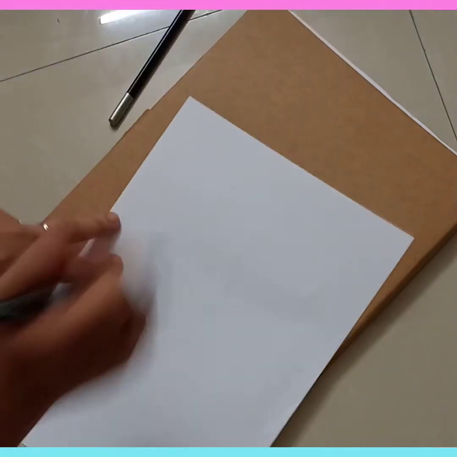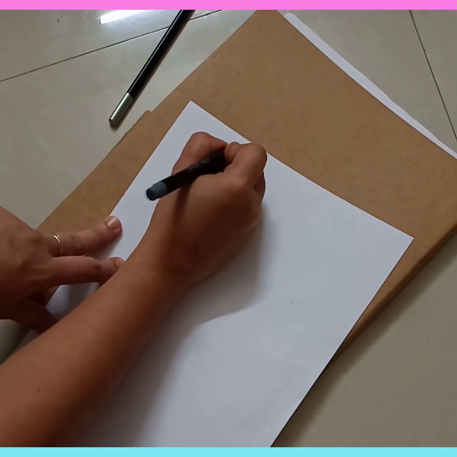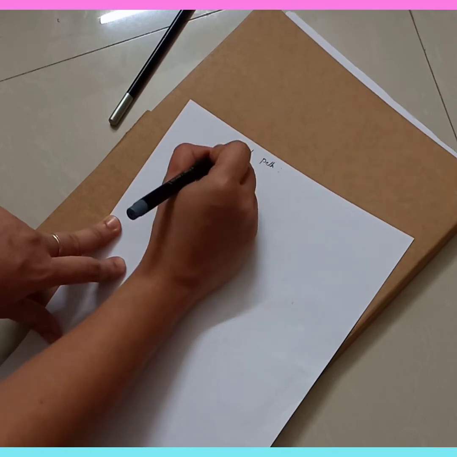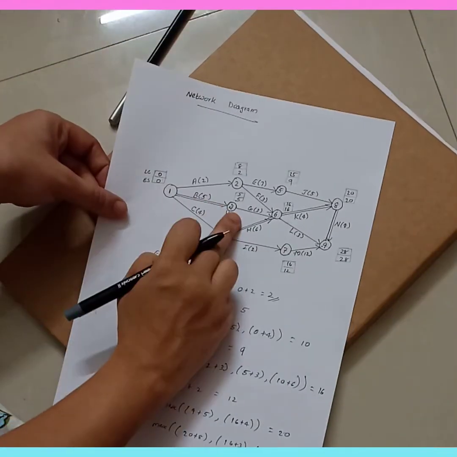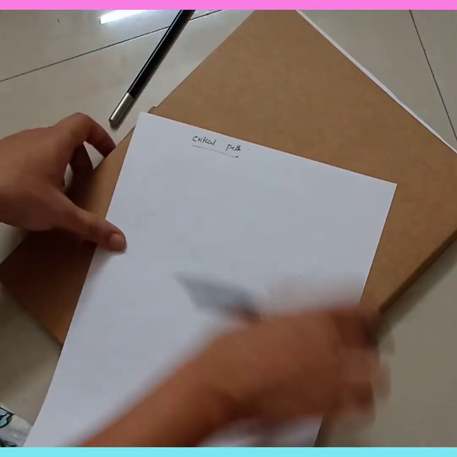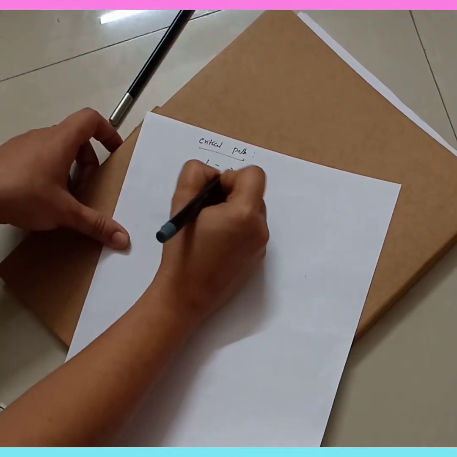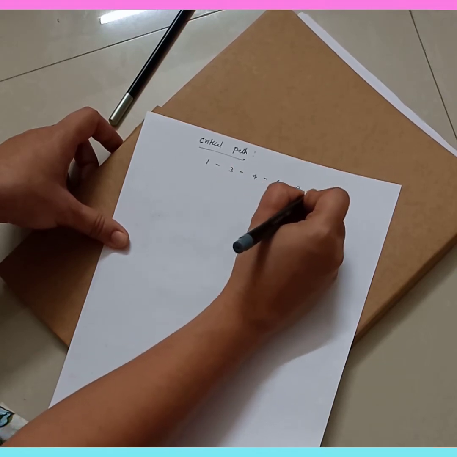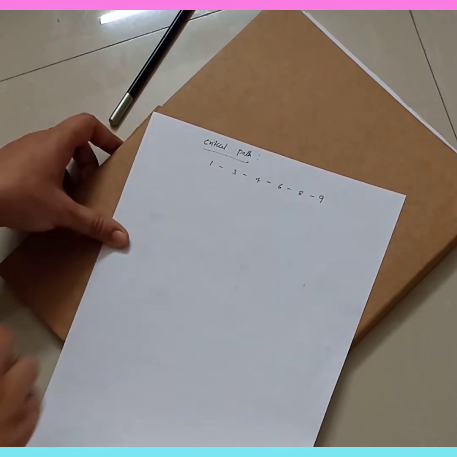Therefore, we can write our critical path is 1 to 3, 3 to 4, 4 to 6, 6 to 8 and 8 to 9. This will be the longest path.